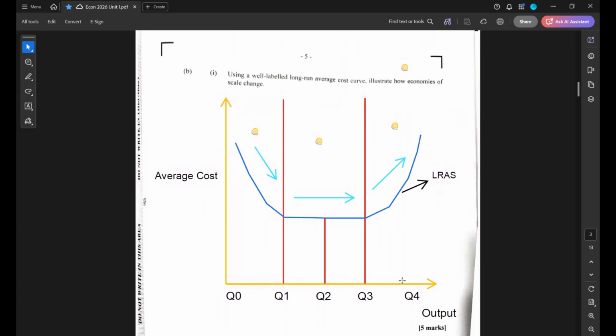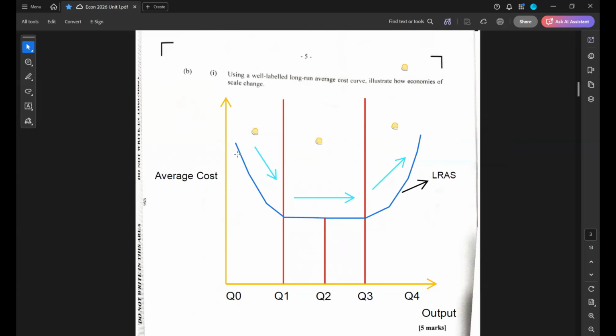We're gonna have average cost on our y-axis, which is a vertical line, and our output is on the x-axis, right? As you can see, this is the U-shape. In blue, that is the long-run average cost curve. Here is the economies of scale. This section right here is going to be the constant returns to scale, and right here will be the diseconomies of scale. Okay, all right.